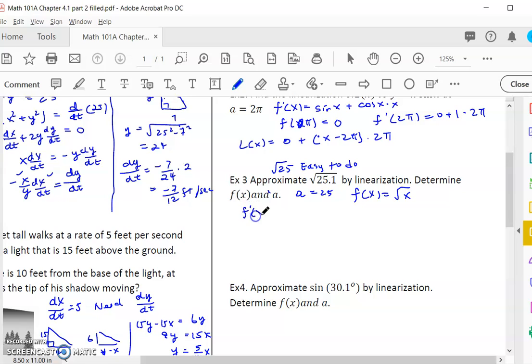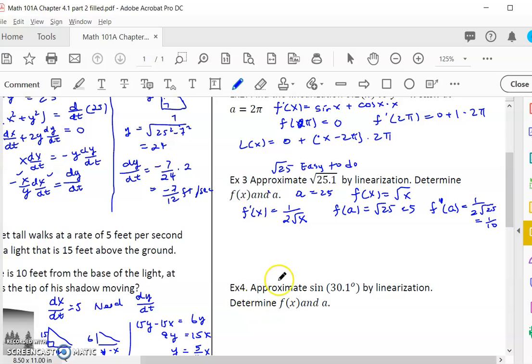What we need to do before we write the linearization equation is find f prime of x first, right? My f of x is square root of x, so f prime is 1 over 2 square root of x, because this is x to the 1/2, and then it's 1/2 times x to the negative 1/2. And then we also do f of a, which is the square root of 25, equal to 5. And also we need f prime of a. F prime of a is plugging in 25 over here: 1 over 2 times the square root of 25, which is 1 over 10.